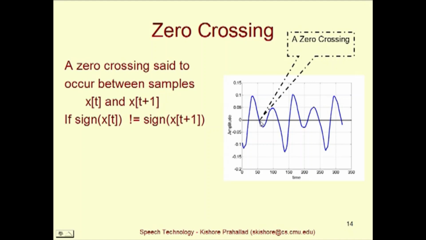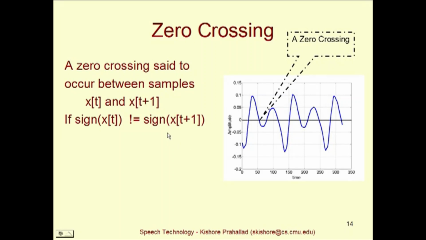So you can see this is another zero crossing point. This is one, this is another, this is one, this is one, this is one, this is one, and this is one zero crossing point. So whenever the signal crosses over this zero line, that's what we call zero crossing.